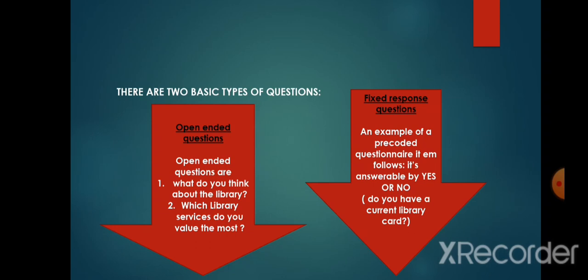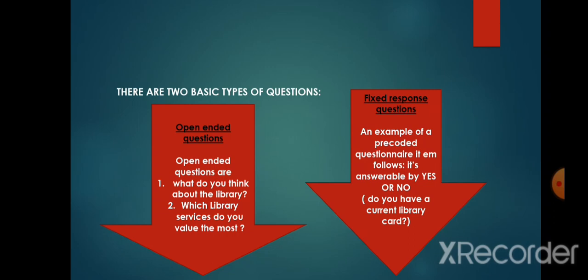Examples of open-ended questions are: What do you think about the library? Which library services do you value the most? Fixed response or structured questions, also known as closed questions, limit the responses of the participants to the stated alternatives. The possible responses may range from a simple yes or no to a checklist of possible replies to a scale indicating various degrees of a particular response.